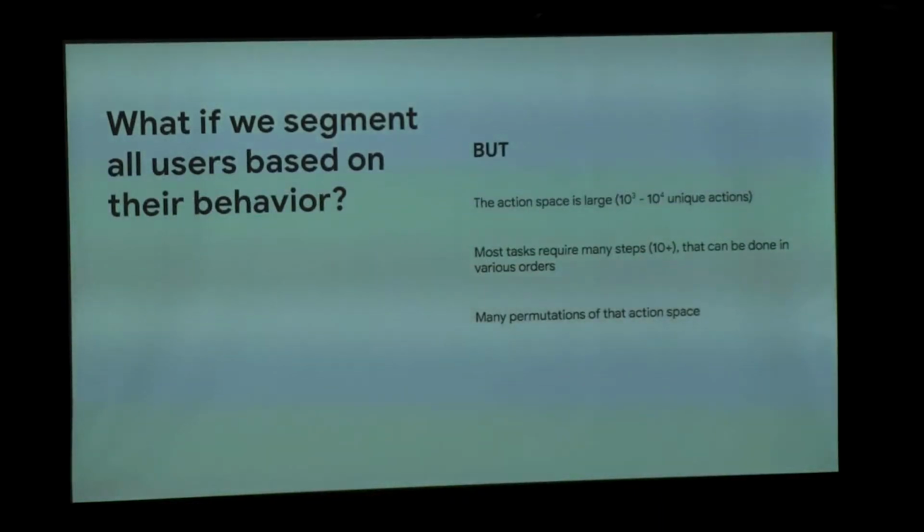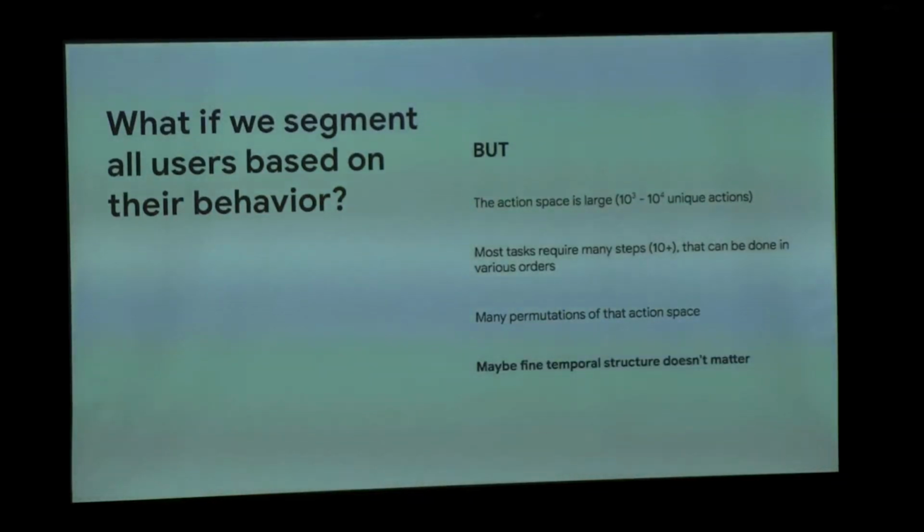And so one approach in one of my projects is basically, okay, what if we can segment all these different users globally? Rather than segmenting within a product, let's segment globally across our entire system. This is a little bit difficult because we actually have a huge action space, thousands to tens of thousands of unique actions. Most of these tasks require, this isn't Gmail where a common task is opening a message, typing it out, sending, 3 steps. A lot of our steps are 10 plus steps that can occur in various orders, and then multiple of these tasks together to solve a problem. And so you can think about the size of this space, action space times the sort of temporal space, is extremely large. So there's a lot of permutations.